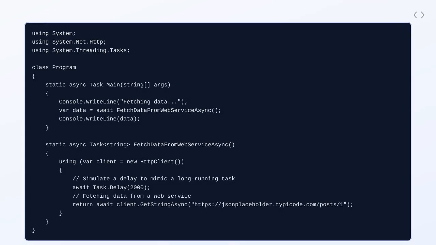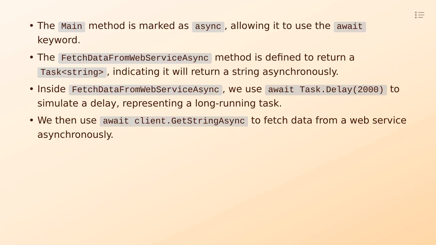In this code, first, the Main method is marked as async, allowing it to use the await keyword. Also, the FetchDataFromWebServiceAsync method is defined to return a Task<string>, indicating it will return a string asynchronously. Also, inside FetchDataFromWebServiceAsync, we use await Task.Delay(2000) to simulate a delay, representing a long-running task. Finally, we then use await client.GetStringAsync to fetch data from a web service asynchronously.